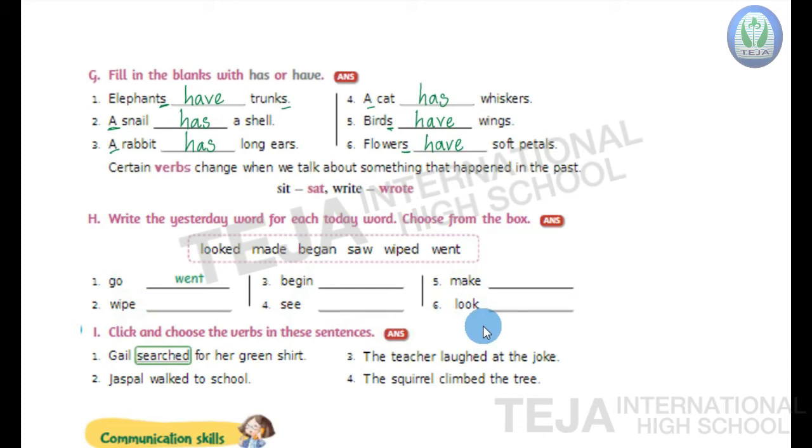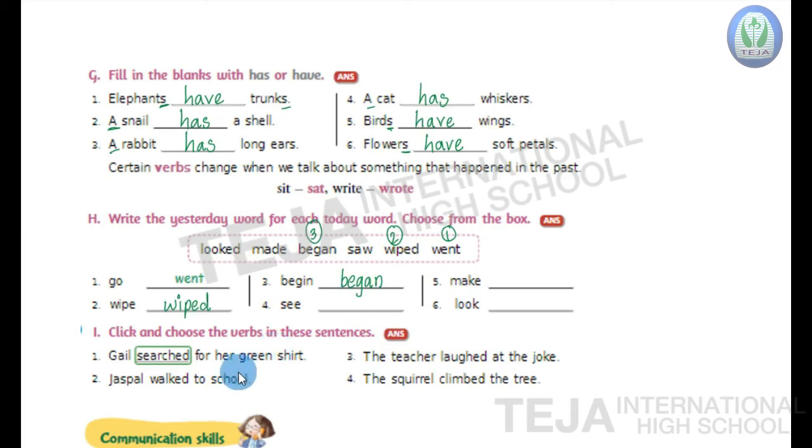Okay. Now we will write the past tense of these words, children. Here the first one is done for us. Go, went. Now second one is wipe. So what is the past tense of wipe? It's wiped. Write wiped here in the blank. Now third one, children, begin. Begin is the present tense, began is the past tense. Write began here in the blank.